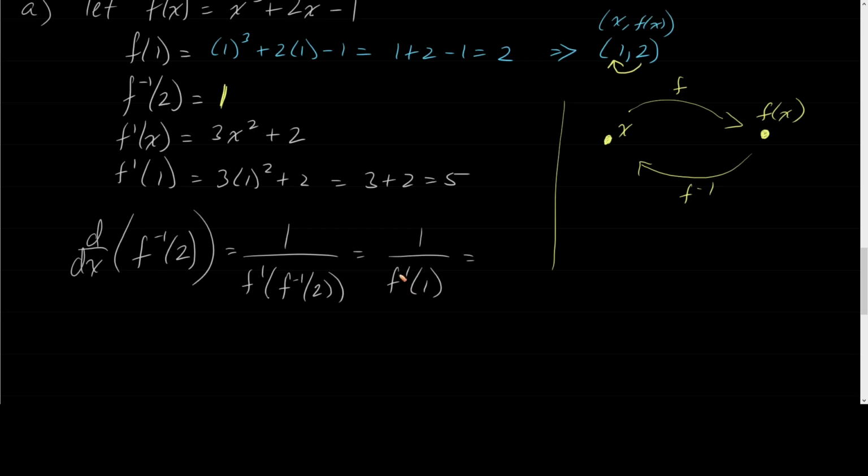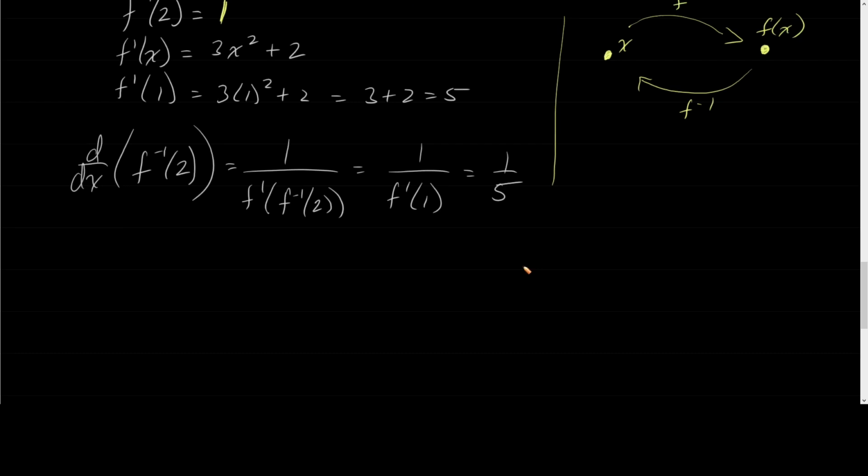And then f prime of 1, we already solved for that. That's 5, so I get 1/5. All right. So there we go. We found the derivative of f inverse of 2.